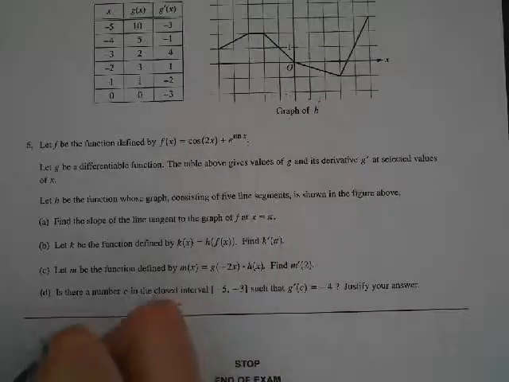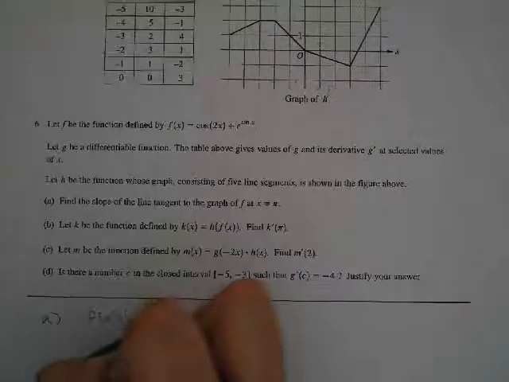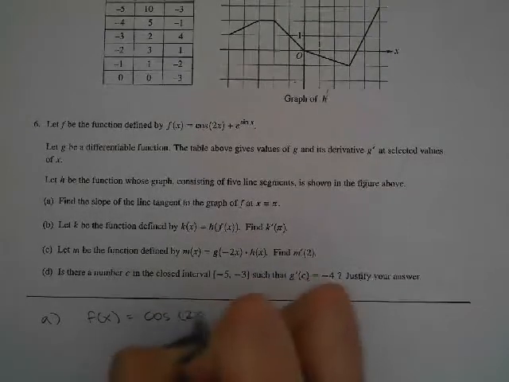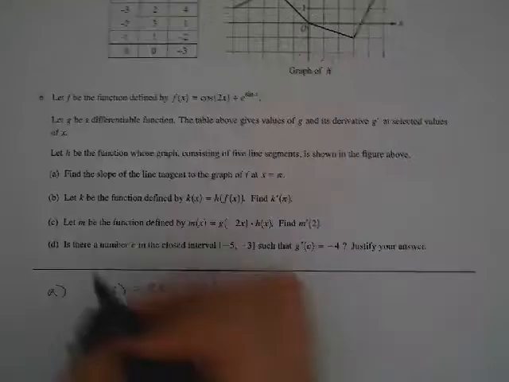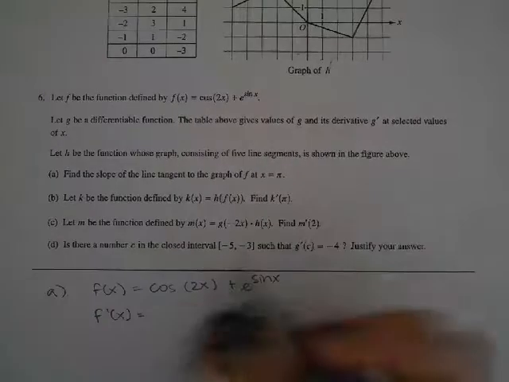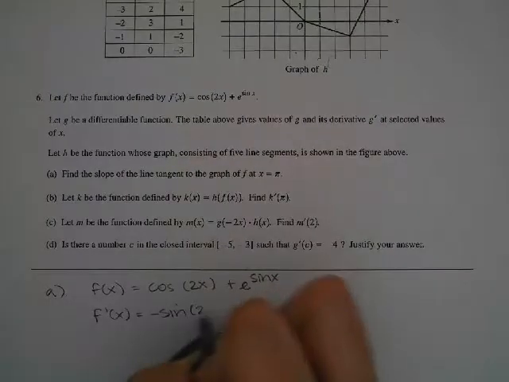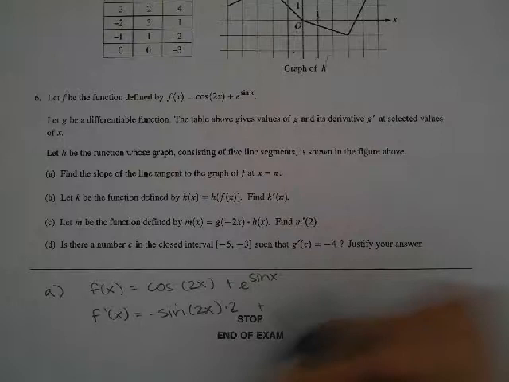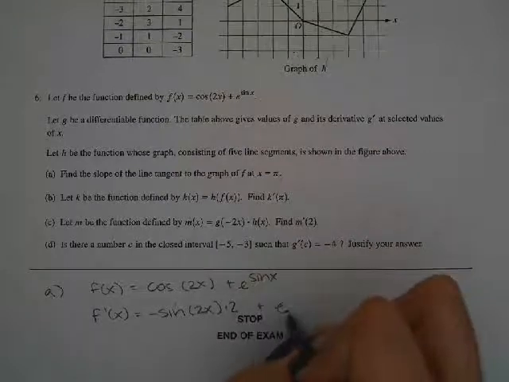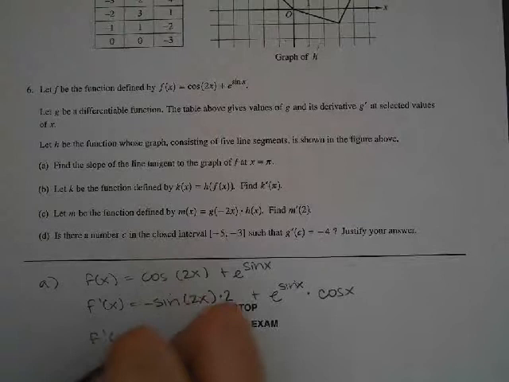So that means we need to find the derivative of f and then evaluate it for pi. So f of x is cos 2x plus e to the sine x. And so the derivative of cos is negative sine. So we've got negative sine, keep the inside the same, and then multiply by the derivative of the inside. And then the derivative of e to the x is just e to the x, keep the inside the same, multiply by the derivative of the inside. And so now what I'm going to do is just plug in pi.